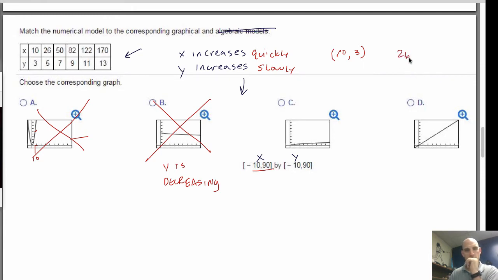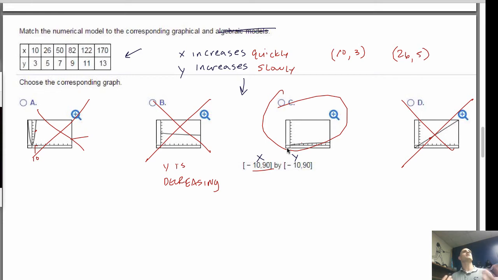So then we'd have (26, 5). Okay, so the next one is (26, 5) at 26. This one's way up here. We'll check it out. If this is negative 10 by 90, then this is 10, 20. So D is out because it's 26, almost 20. And so C has to be our answer.